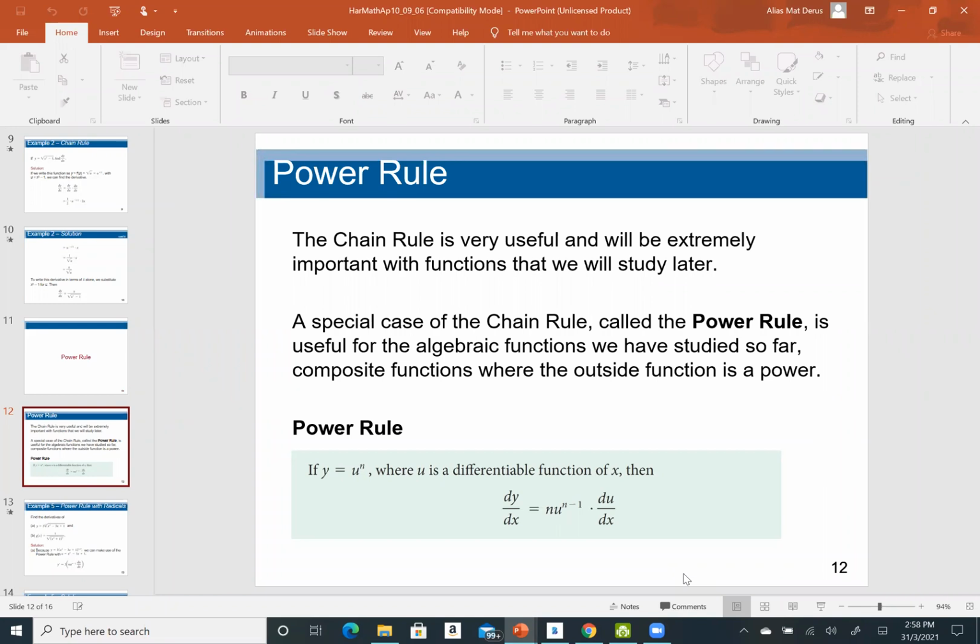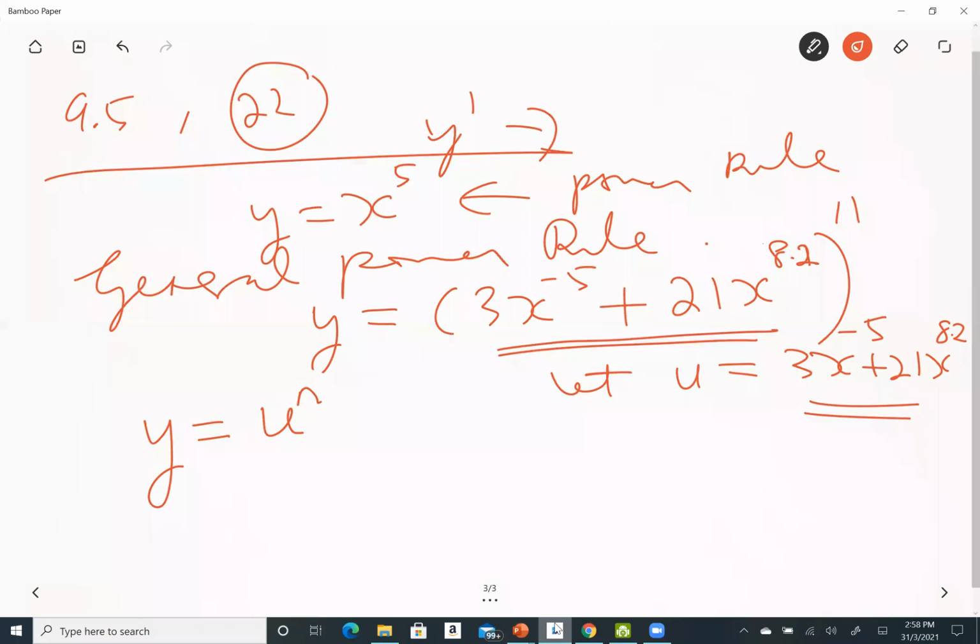Then multiply by du dx. The difference is that you multiply by what? You multiply by du dx. That means you have to differentiate u. The first part is the same: you bring down the power, multiply by the term, and reduce the power by 1. But that is not the end of the story. You have to multiply by what? U prime. So that rule is you have to multiply by u prime.